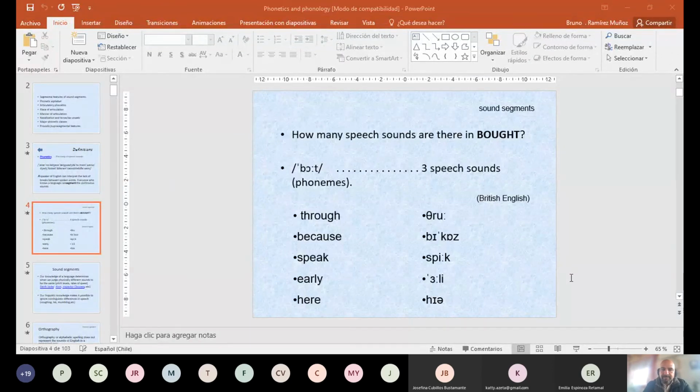Section 1, Emilia Espinosa, speaking 1. Okay, probably something like the one that I posted in the chat room. Okay, but just follow the instructions.